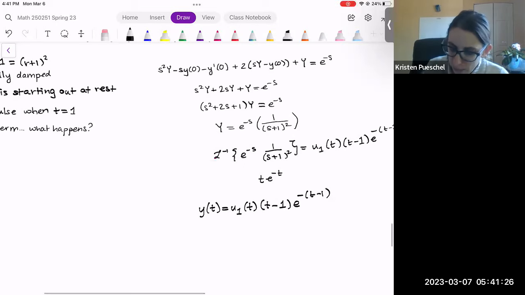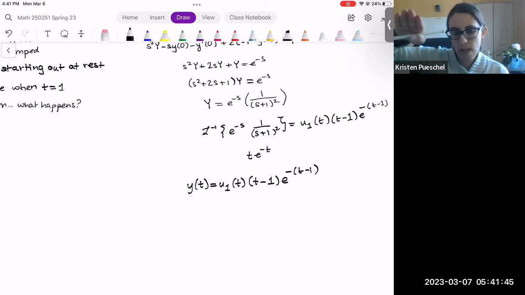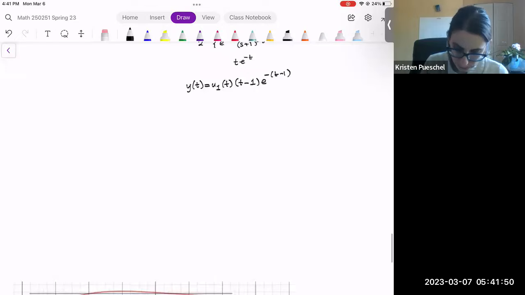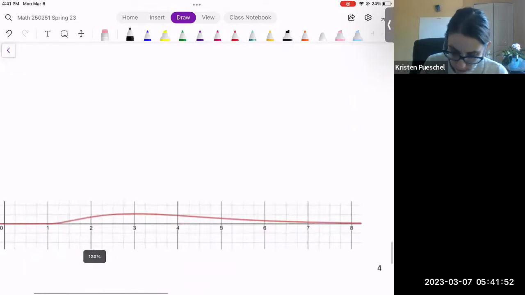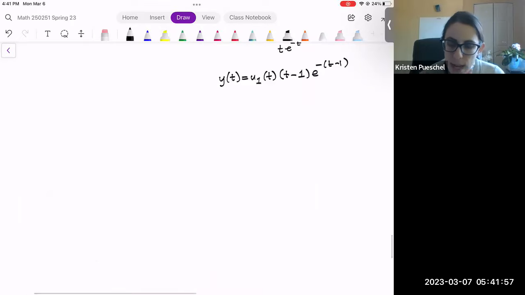Okay. And if we're trying to picture this function, it's equal to 0 until time 1. And then at time 1, we start with this function that is a linear function multiplied by a decaying exponential. So we're going to be growing for a little bit, and then the decaying exponential is going to pull us back down. And so this is actually the graph that this produces. So we had u1 of t times t minus 1 e to the negative t minus 1.